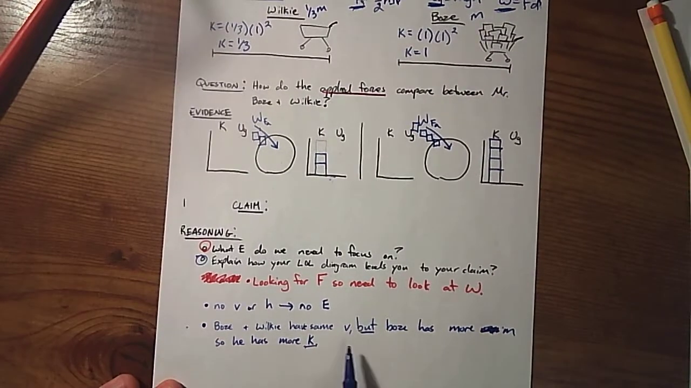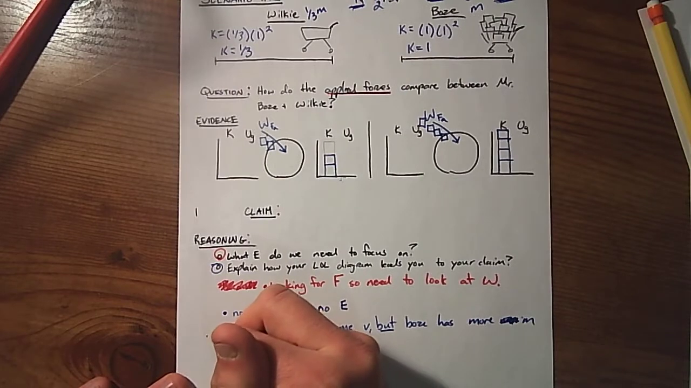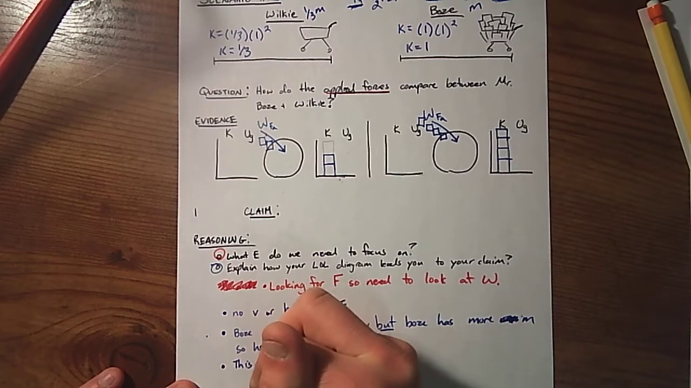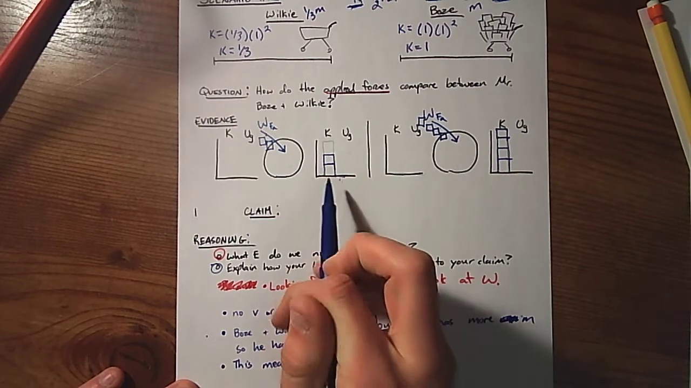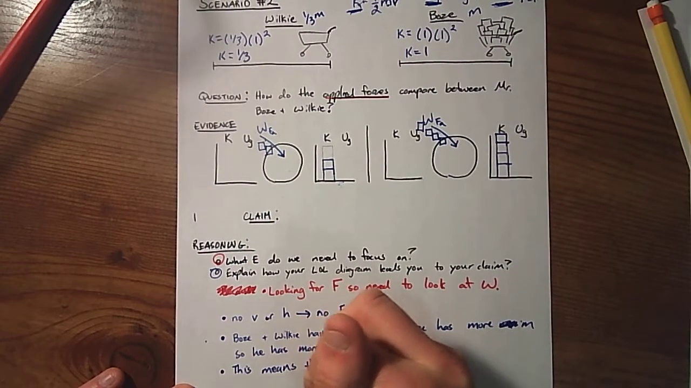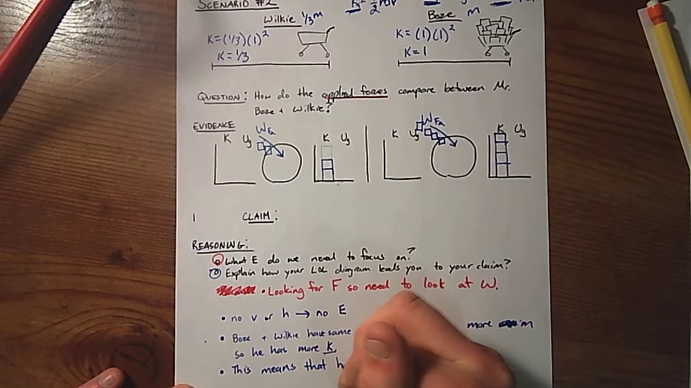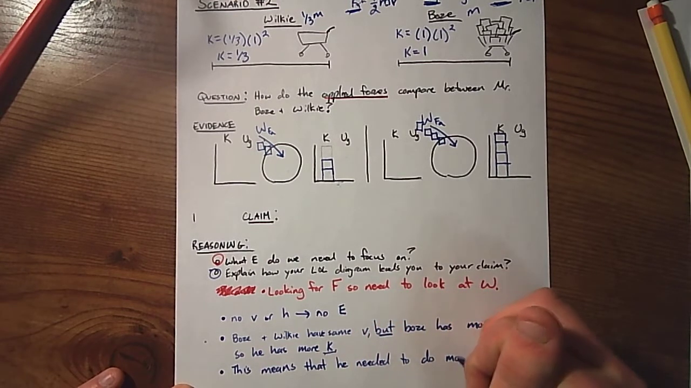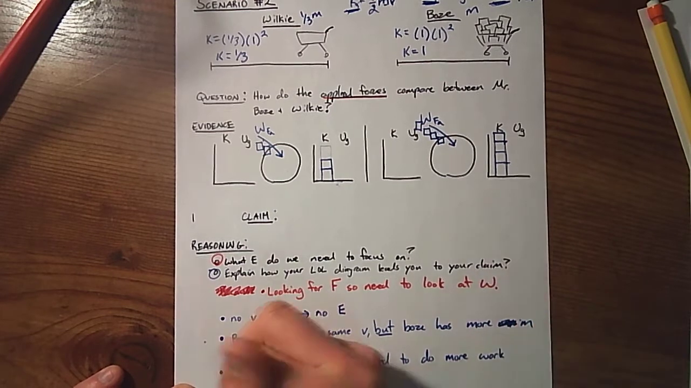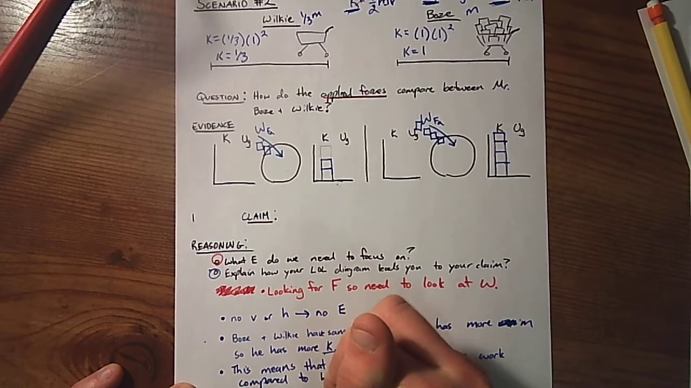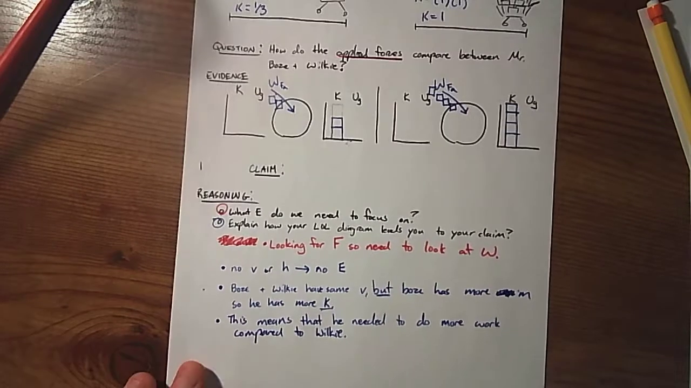So Bose and Wilke have the same velocity, but Bose has more mass, so he has more K. Right? This means, now that I know this information about the second L, I can figure out what's going on here. This means that he needed to do more work compared to Wilke. Something along the lines of that. Hopefully you guys can still see that.